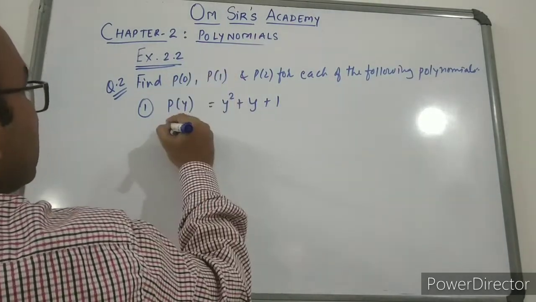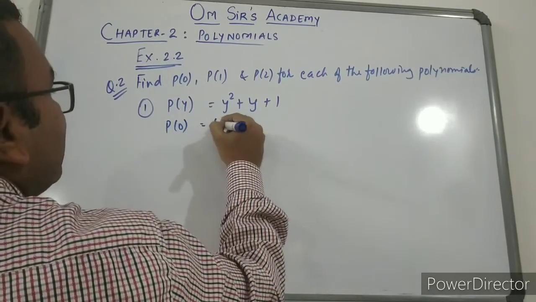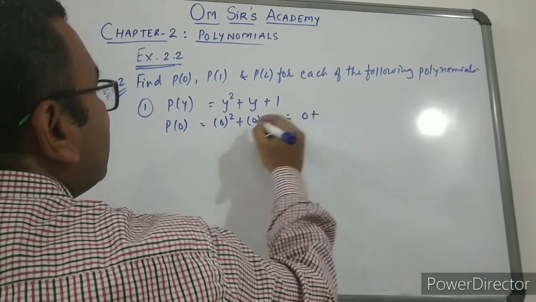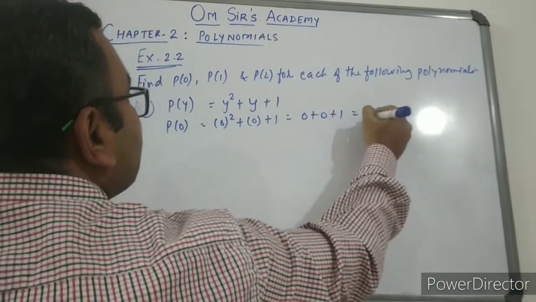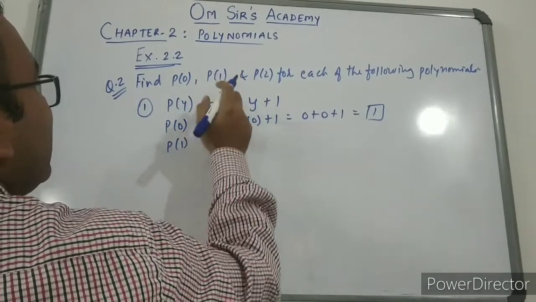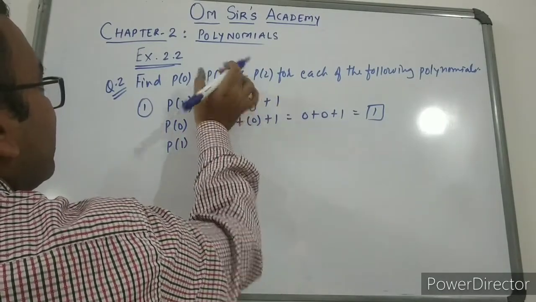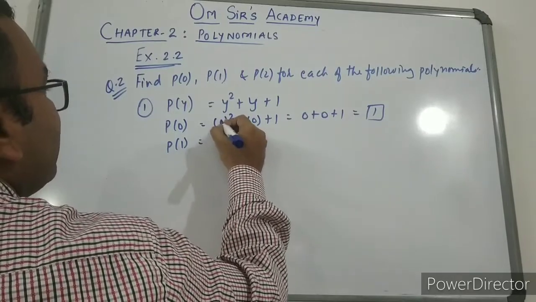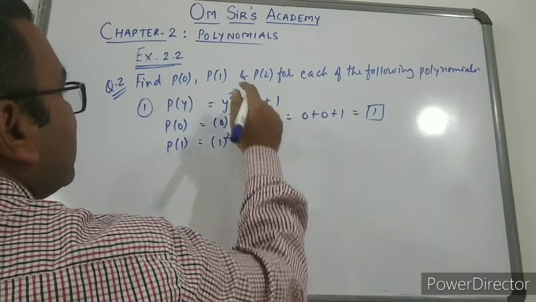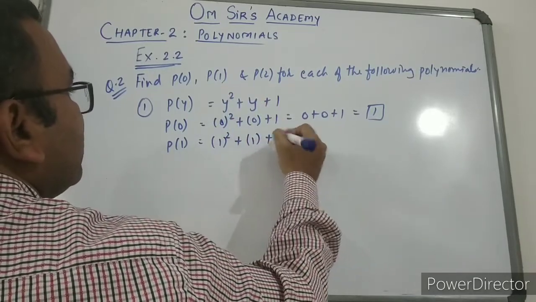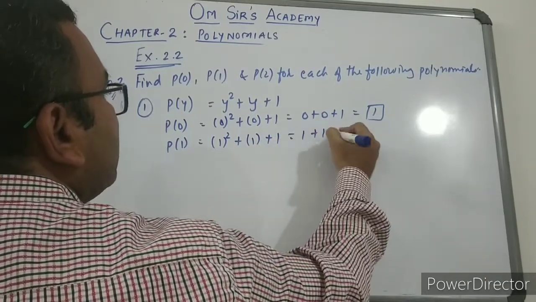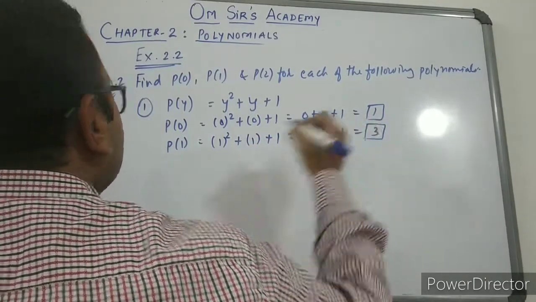So first one I am substituting p of 0. That will be 0 square plus 0 plus 1. What is 0 square? 0. Plus 0 plus 1. Answer is 1. In another case, we have to substitute the same polynomial with value 1. So what will it be? Instead of y square, it will be 1 square plus y. It will become 1 plus 1. That is 1 square is 1, plus 1 plus 1, that is equal to 3.